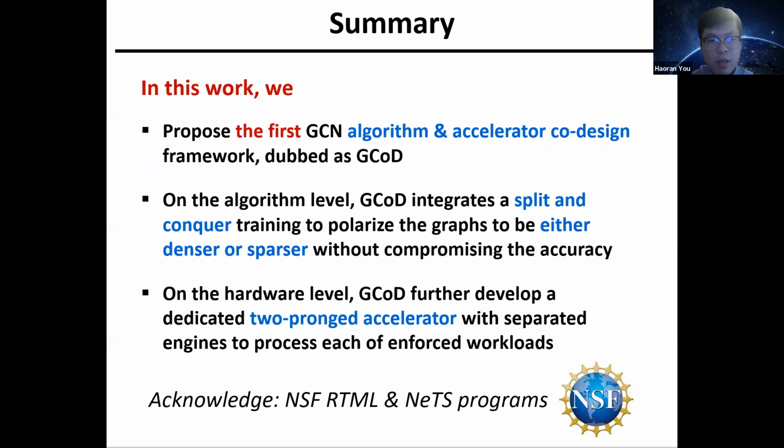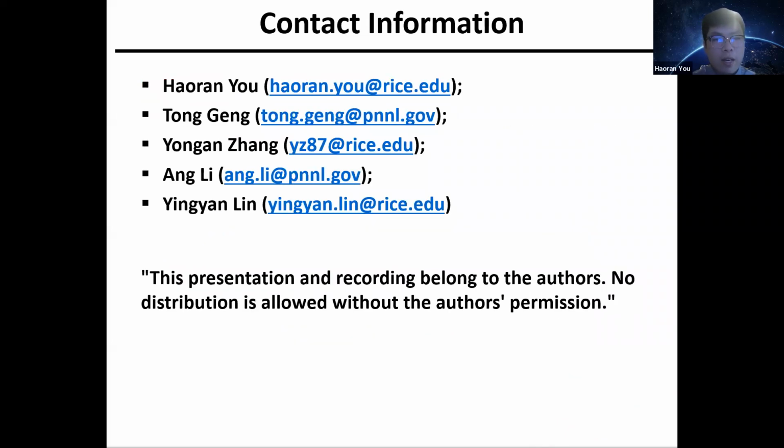So in summary, in this work, we propose the first GCN algorithm and accelerator co-design framework, termed GCoD. We adopt a split and concurrent training algorithm to polarize the graph without compromising the accuracy. On the hardware level, we further develop a dedicated two-pronged accelerator with separate engines to process each of the enforced workloads. And here is our contact information.